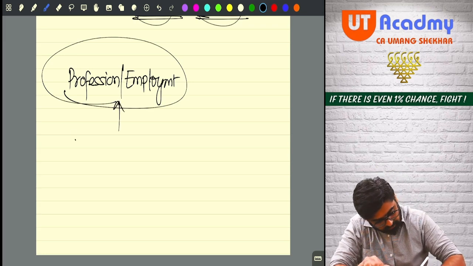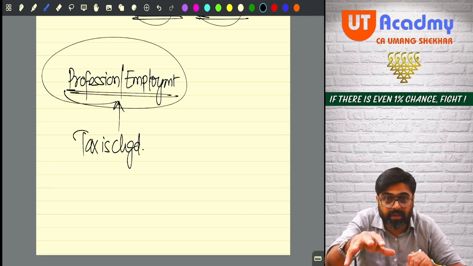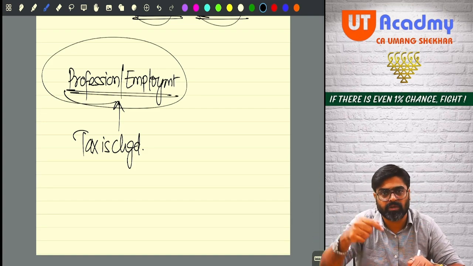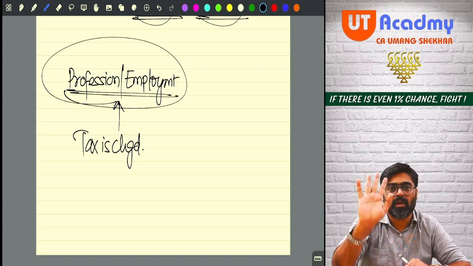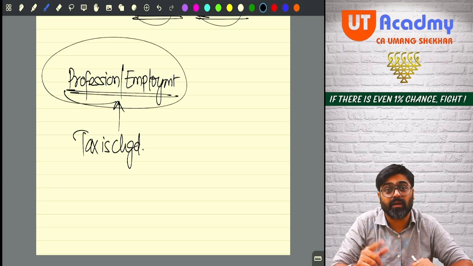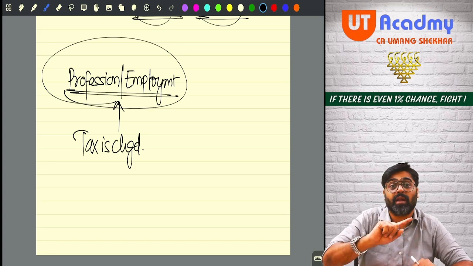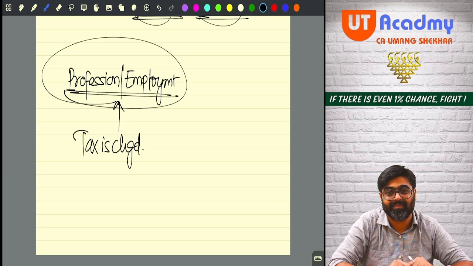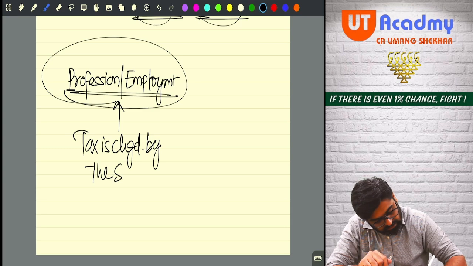So a tax is charged on this; on profession it is charged, on employment it is charged. You don't want to pay this tax, don't do this profession, we will not charge. You don't want to pay this tax, don't do this employment in my state, we will not charge. But if you are doing this profession, on this profession we are charging tax. If you are having that employment in our state, we will charge this tax. Now this tax is charged by whom? By the state government.